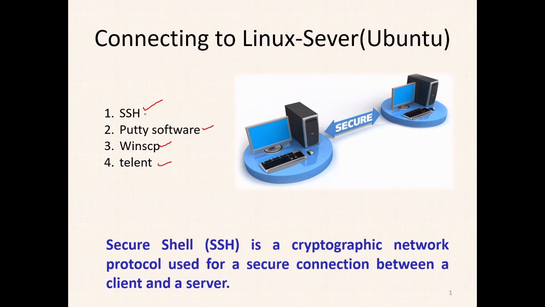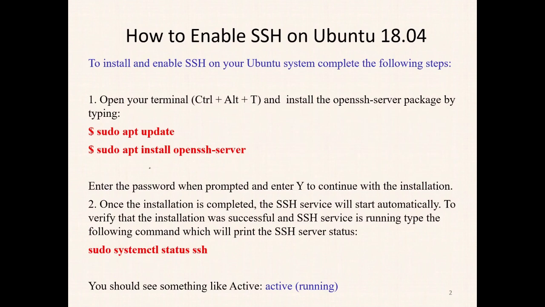So the first one is SSH, that is Secure Shell. It is a cryptographic network protocol which is used for secure connection between the client and the server. So the task is here, you can see. First we need to install OpenSSH, but before installing OpenSSH we need to update our apt command, which we use to install software or packages. So here our requirement is to install the OpenSSH server software package.